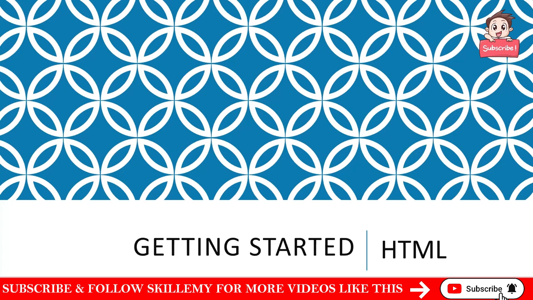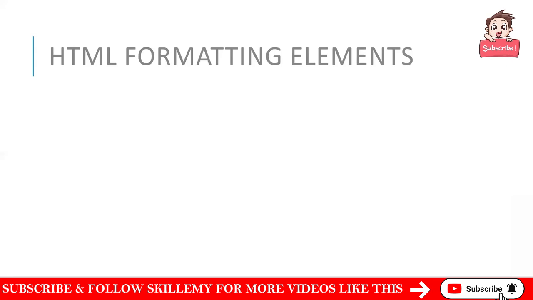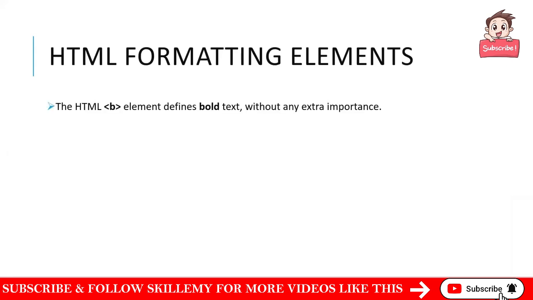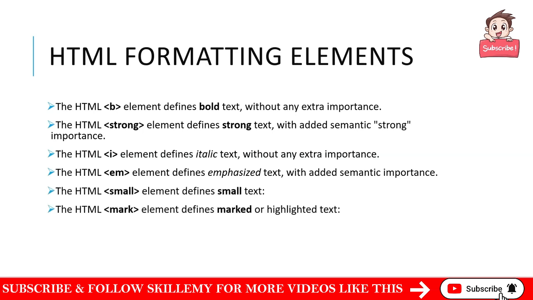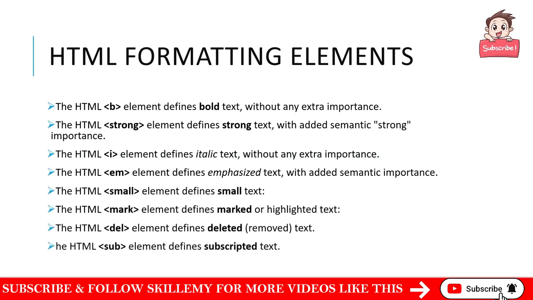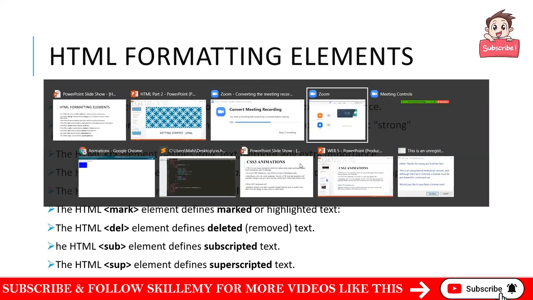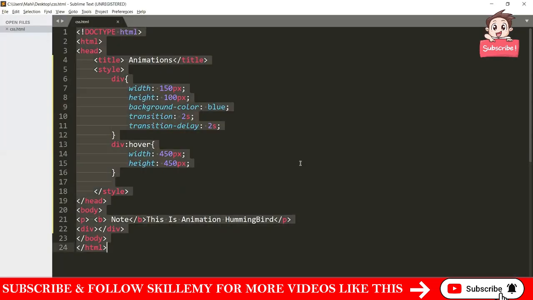So in this video we'll be looking at HTML formatting elements, that is b, strong, i, em, small, mark, del, sub and sup text. So let's quickly go back into the browser, that is the editor, and check out what we can do with this.